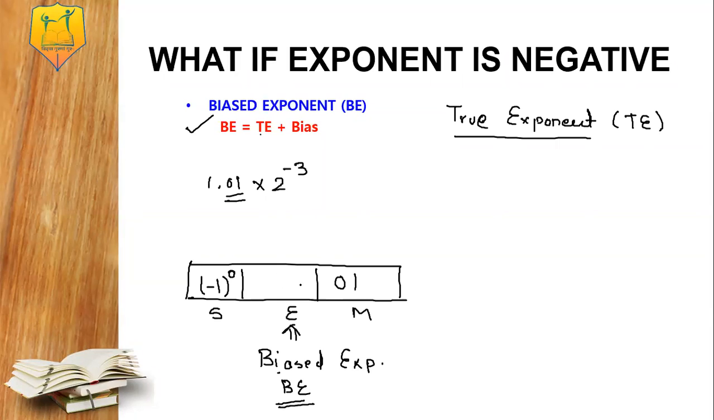Now here I have to save the biased exponent. So what does my biased exponent say? That is TE plus bias. TE, your true exponent which you get, is the -3 exponent. Now, to calculate the biased exponent, we have two formats as we said. The first format is the 32-bit format.